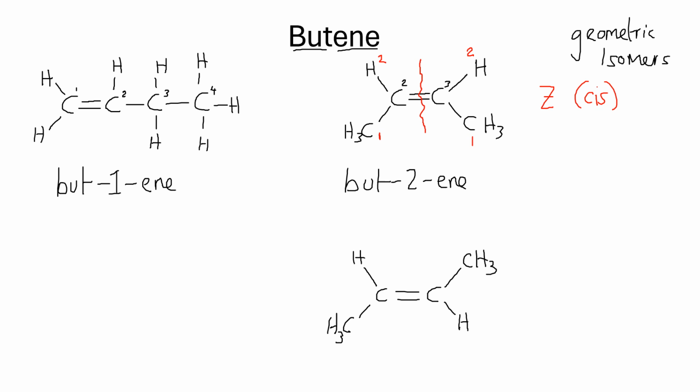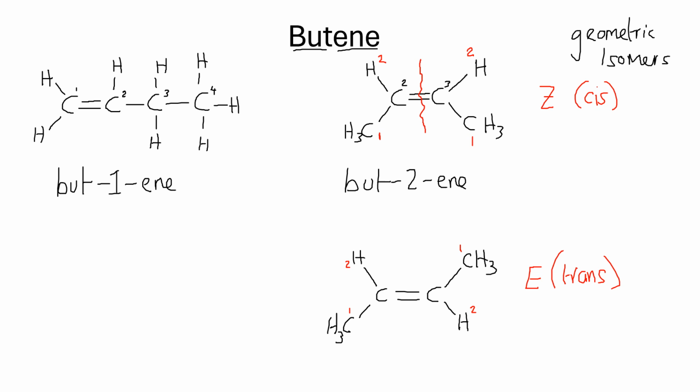And then you go down to the one at the bottom and you say carbon's high priority, hydrogen's low priority, carbon's high priority, hydrogen's low priority. This time, the high priority groups are on opposite sides of the double bond. And therefore, this is the E isomer. And a way to remember that is E for enemies. Enemies keep away from each other. This is sometimes referred to as the trans isomer.